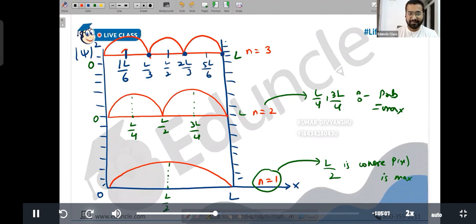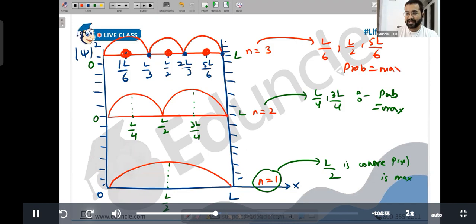So the points where it becomes maximum are L by 6, L by 2, and 5L by 6, people. These are the positions where the probability of finding the particle is maximum.